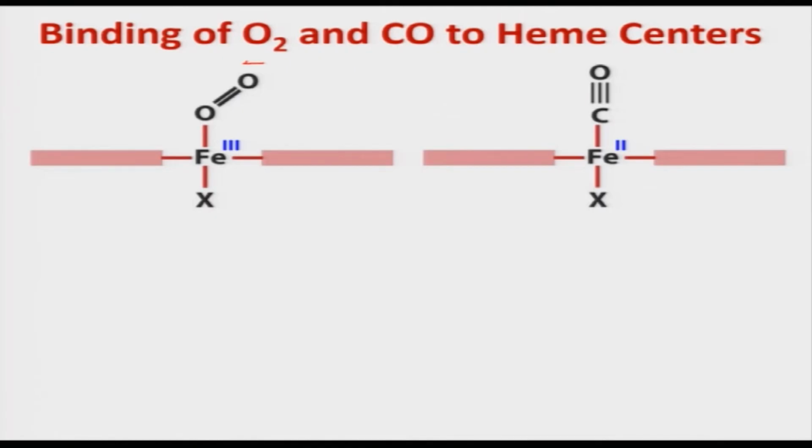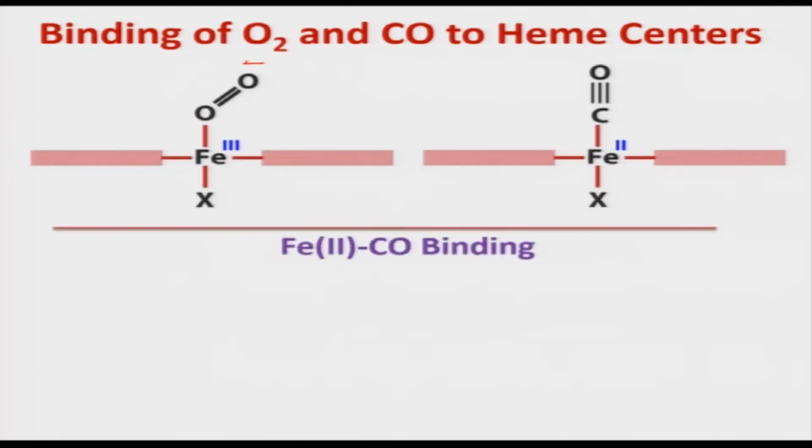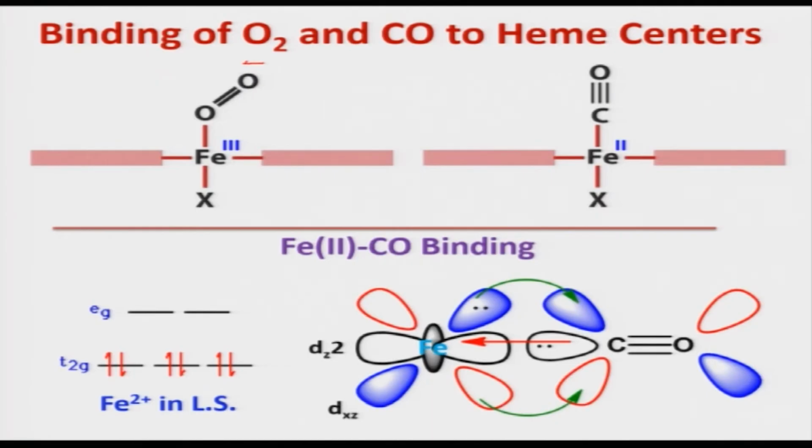Now, let us look closely at the binding of iron and carbon monoxide. As you know, carbon monoxide is a strong field ligand. So, this iron(II) would be low spin. So, this is t2g6, so all these dxy, dyz and dxz orbitals are filled completely. It is a low spin complex. However, if you look at this iron-CO bonding carefully, what do you see?